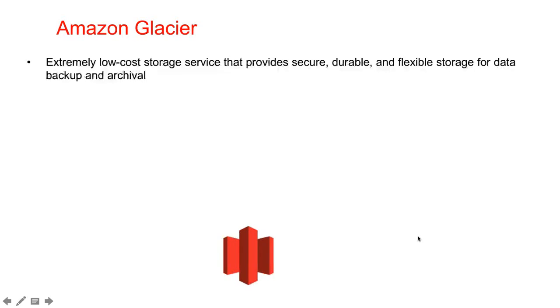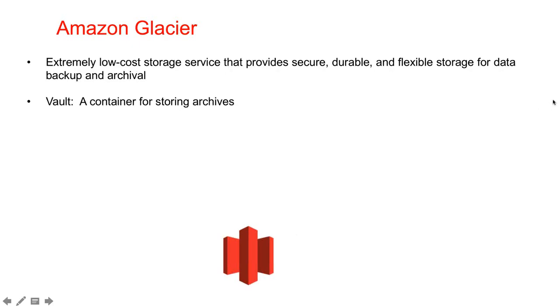Now, what is an Amazon Glacier? An Amazon Glacier is an extremely low-cost storage service that provides secure, durable, and flexible storage for data backup and archival. So you can say that it's an extremely low-cost storage service. Okay? And we mainly use it for the archiving purpose, for the backup purpose.